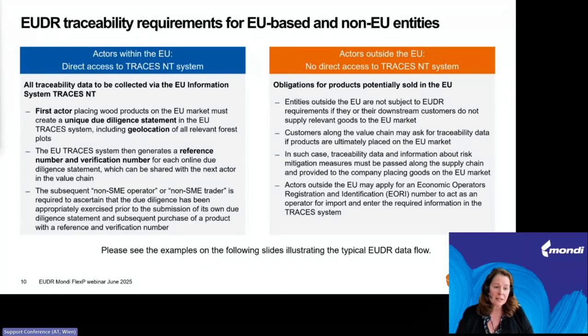So if we look at the traceability requirements, there is a distinction between EU-based entities and non-EU-based entities. And the core difference is, of course, those within the EU have access to the Traces NT system, so the information system where all the information should be uploaded. Those outside would not have direct access to Traces NT. So we've tried to here just capture briefly what those requirements are.